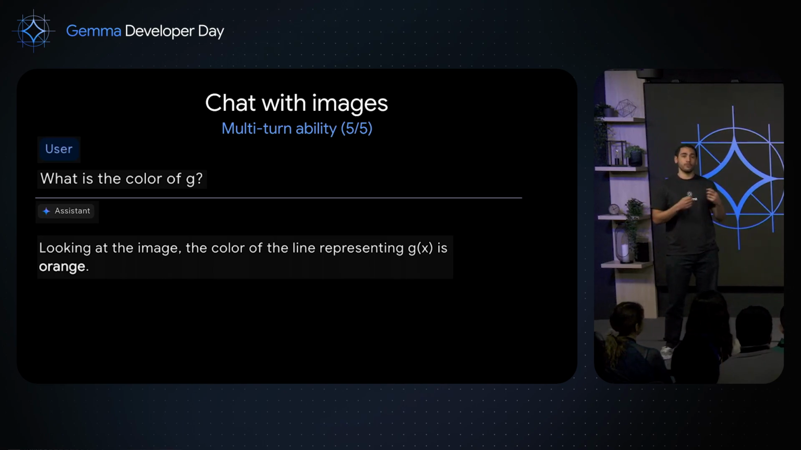And so we asked, what is the color of G? It was easy work for Gemma as well, as it found the right answer, orange. So these 4 examples are just a tiny sample of what we can do with Gemma. We are really excited to release Gemma to the public and see all the cool use cases you will come up with. Thanks, and now I'd like to welcome Robert.